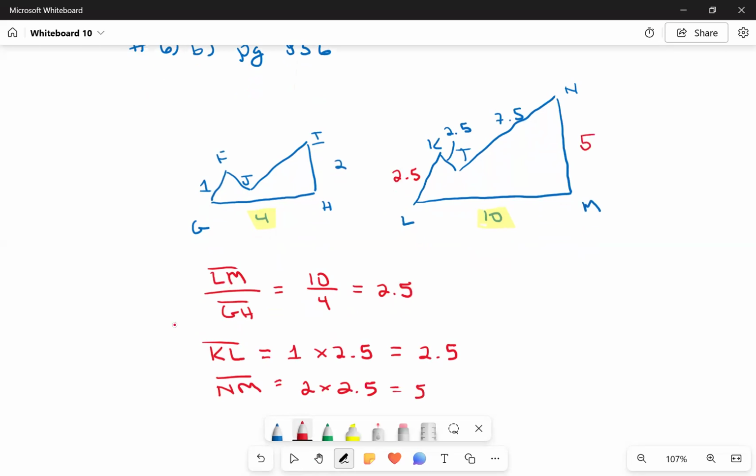Now to go the other direction, to go smaller, like if I wanted to find FJ, I need to divide. So I'm going to take 2.5 and divide by 2.5, and that comes out to 1. And then for JI, I'm going to take 7.5, divide it by 2.5, and that comes out to 3, which I just plugged into my calculator, by the way.